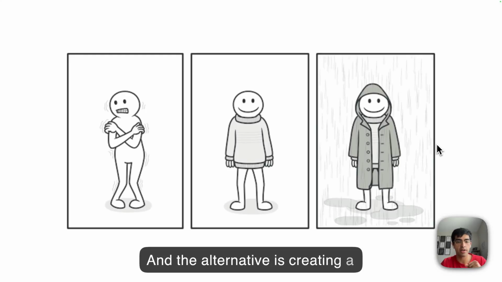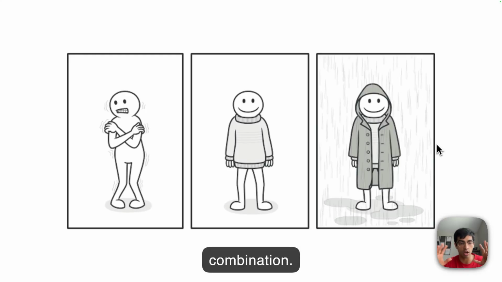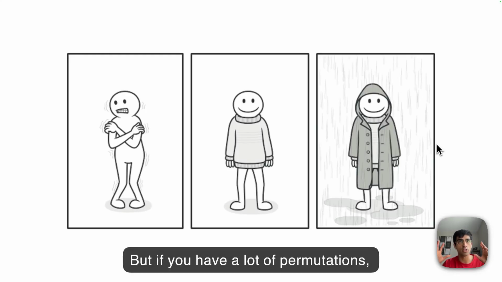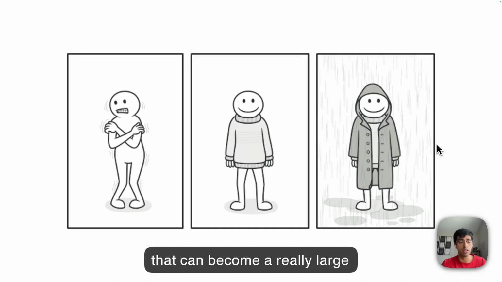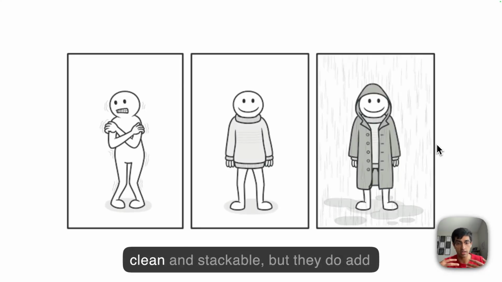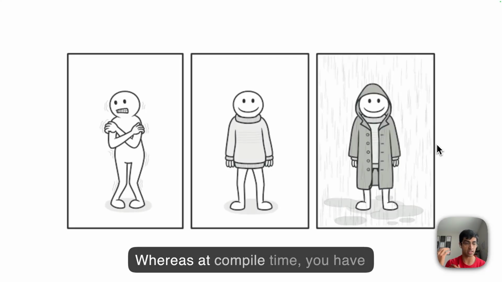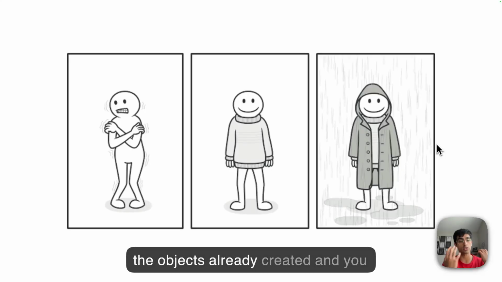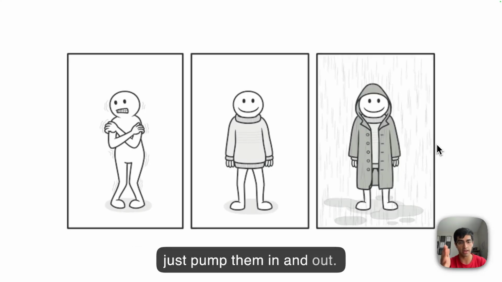The alternative is creating a separate class for every single combination. But if you have a lot of permutations, that can become a really large number very quickly. Instead, you can start with a base object and then just keep adding things on top of it. So decorators keep things very clean and stackable, but they do add runtime overhead because when the program is running, you have to start making changes to the object. Whereas at compile time, you have the objects already created and you just pump them in and out.